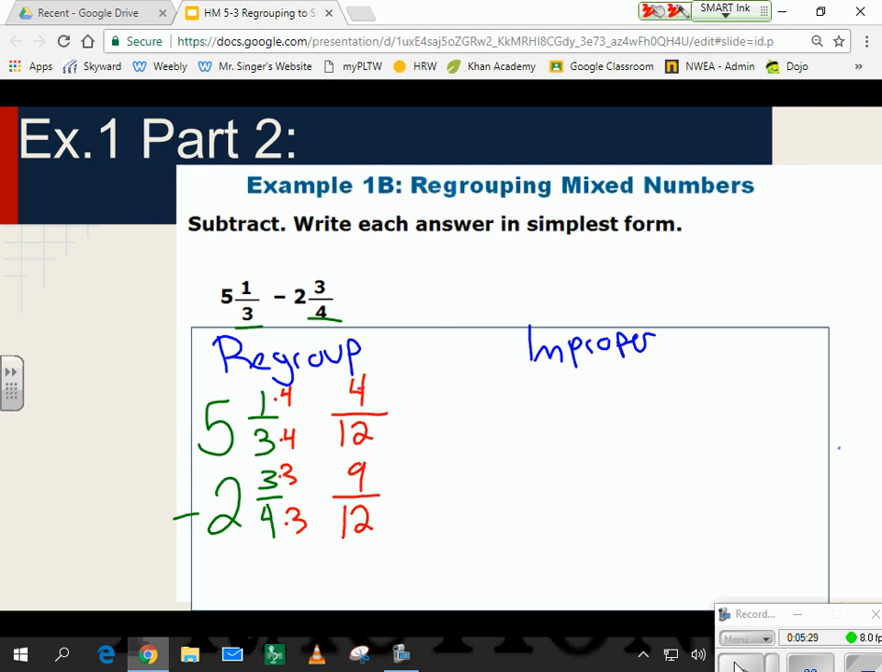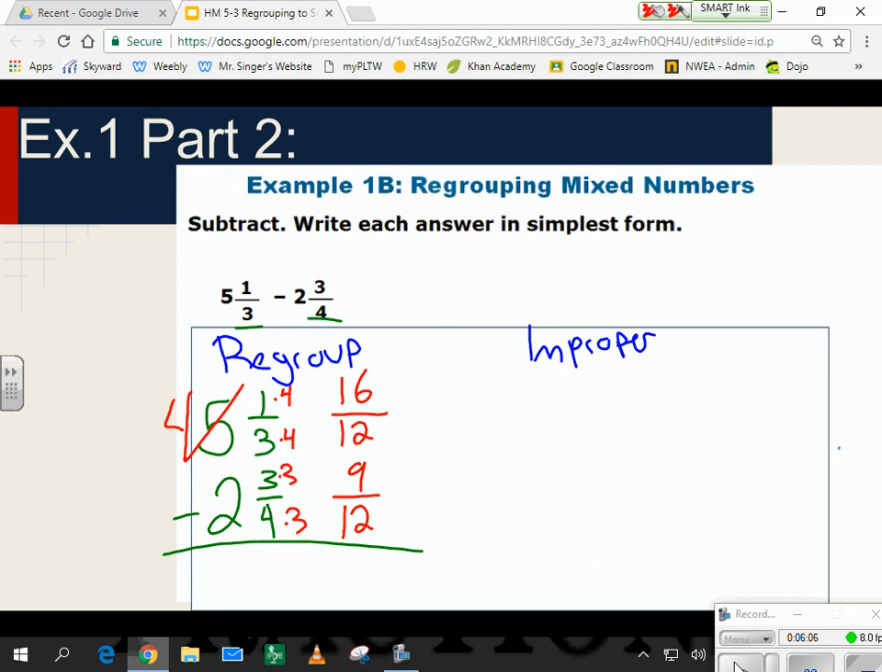Now you can't do 4 minus 9. That's not going to work to have a positive answer. So what we're going to have to do is regroup. So we're going to steal from the 5 and make that a 4. Okay? But what exactly are we moving over into this fraction? We got to make one whole. So if our denominator is 12, how many 12ths do you get to make one whole? 12 12ths. So if we add 4 plus 12, you're going to get 16. So we actually can change the 4 to a 16.